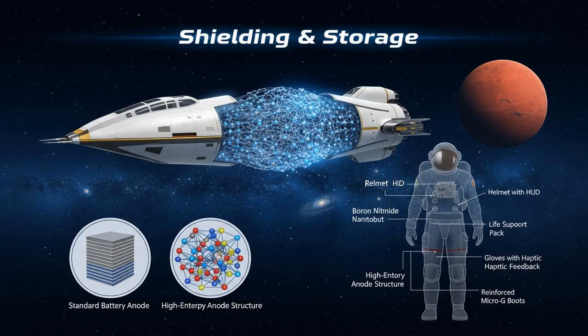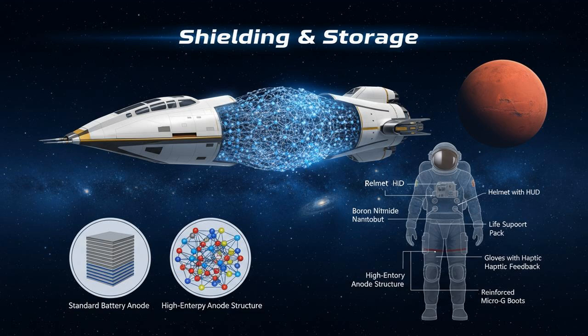In the realm of space exploration, specifically the trip to Mars, radiation is the biggest killer. Traditional metal shields are simply too heavy to launch. The solution lies in boron nitride nanotubes. NASA researchers have found that boron-10 isotopes are excellent at absorbing neutron radiation. These nanotubes are light, strong, and can be woven into the structure of the spacecraft or even the astronaut suits, providing a shield that is structural rather than dead weight.